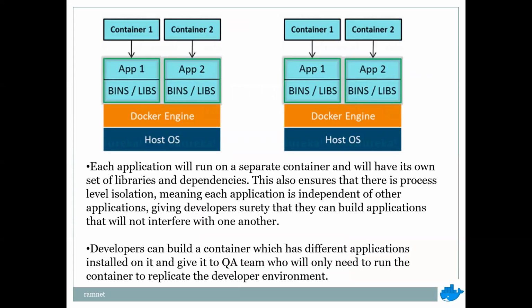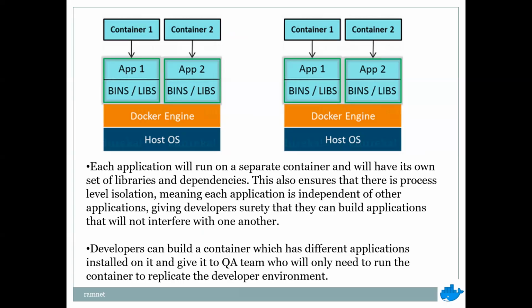Each application will run on a separate container and will have its own set of libraries and dependencies. This also ensures that there is process level isolation, meaning each application is independent of other applications, giving developers surety that they can build applications that will not interfere with one another. Developers can build a container which has different applications on it and give it to the QA team, who will only need to run the container to replicate the developer environment.